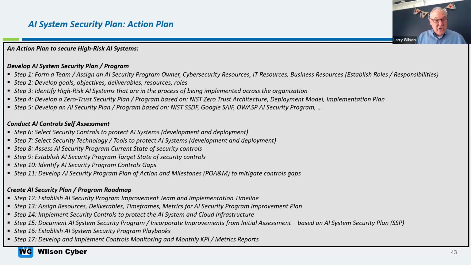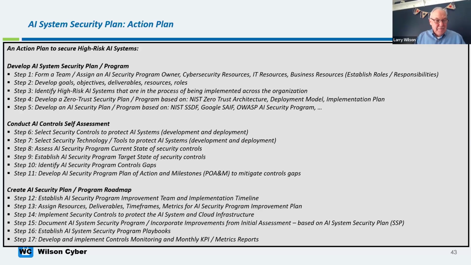We assess the current security state of the controls as well as the target state, where we want to be. Identify the gaps between the current state and the target state, and put together a plan of action and milestones to mitigate the control gaps, and a timeline and roles and responsibilities for making sure we bring our current state up to the target state.